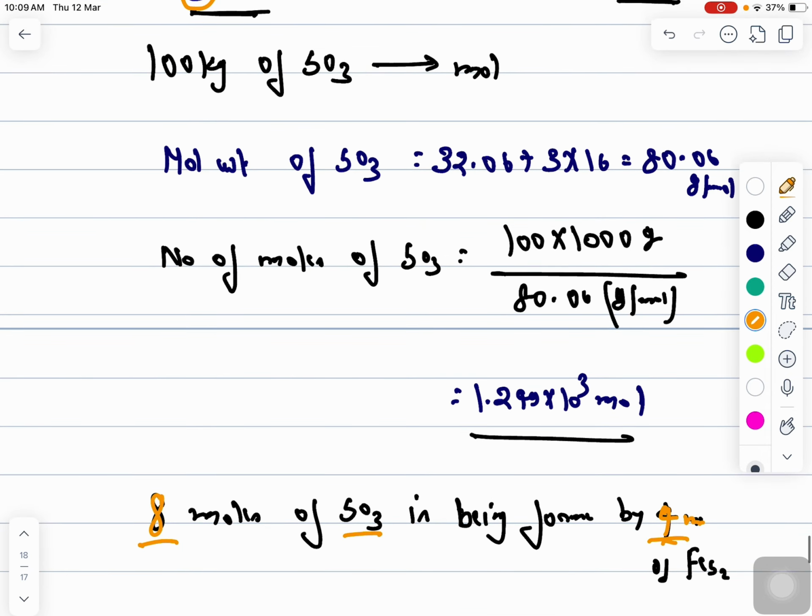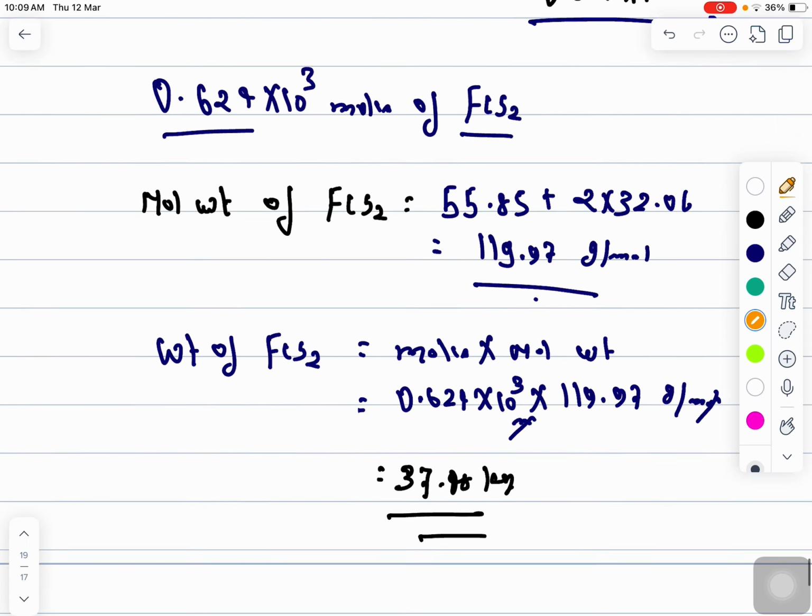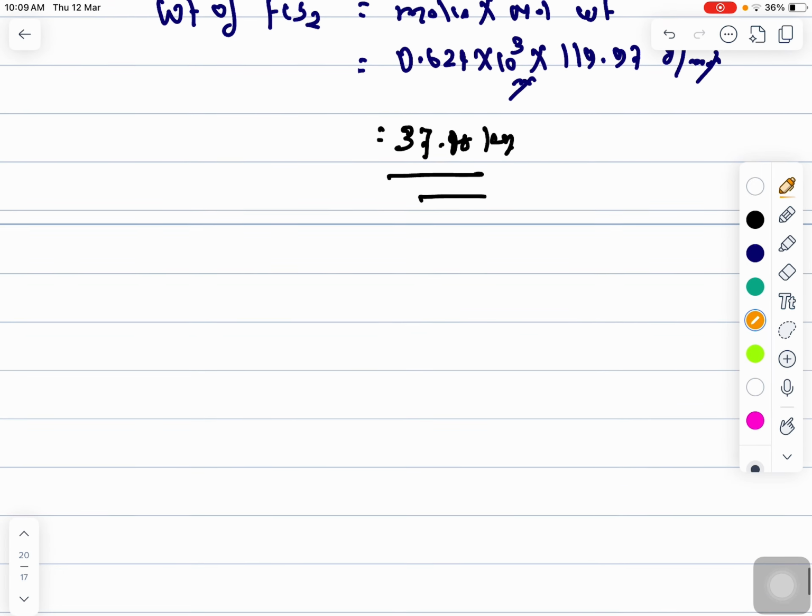So I hope you understood why these stoichiometric things are very important to understand, right? Similar kinds of reactions you can also write, that I'm not going to write here. So this is about the calculation of moles, right?